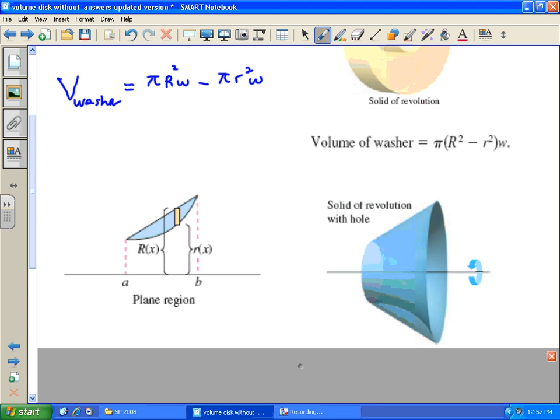Does this solid have a hole in the middle? Absolutely. Anytime your starting region does not border the x-axis completely, then you're going to end up with a hole in the middle. So in that case, you have to use a slightly different formula than the one we worked with earlier. We're going to begin by picking one representative rectangle from the region. So we pick one rectangle, such as this one. We rotate that rectangle around the x-axis. That gives us one washer. Now, what is the volume of that one washer?